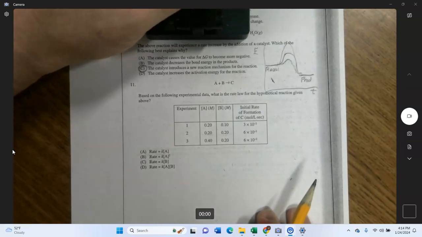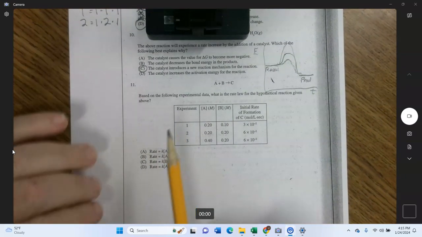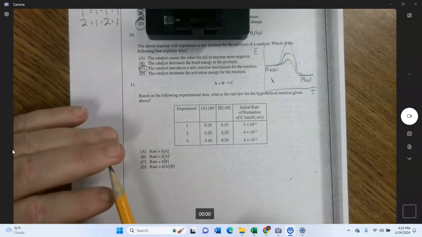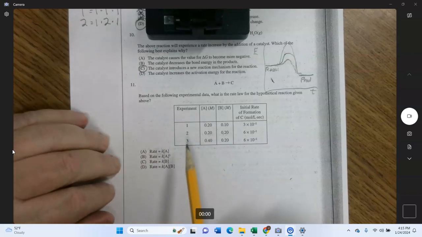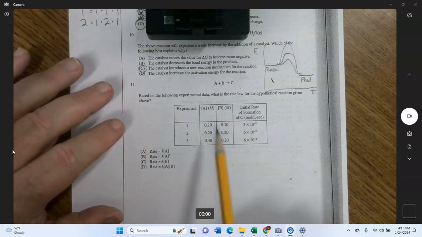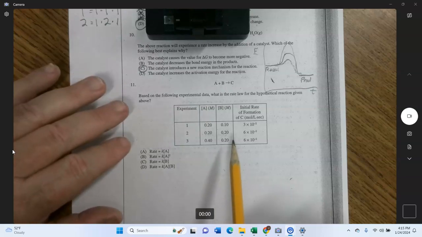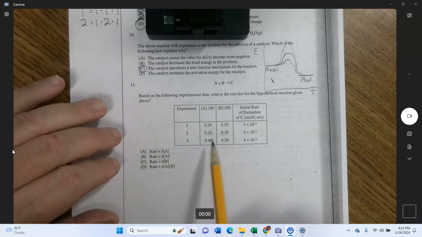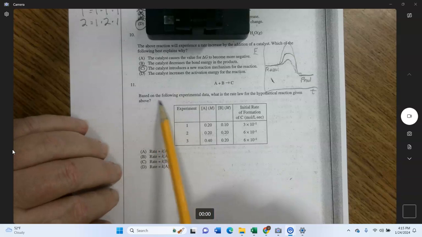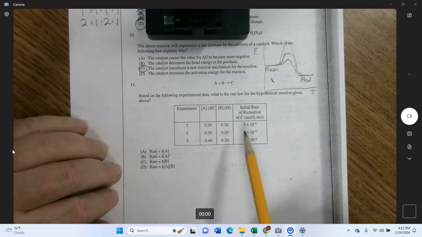Okay, let's do 11. All right, one of these again. So again, if you're going to determine the rate law for an overall reaction, you can't do it by using the coefficients on the equation. You have to do it experimentally. So you want to get to where you can get pretty good at doing these quickly in your head. So it says, based on the following experimental data, what is the rate law for the hypothetical reaction?